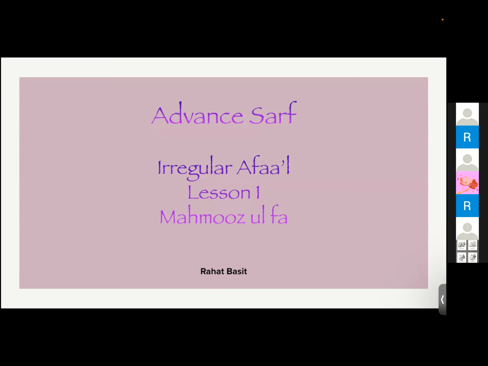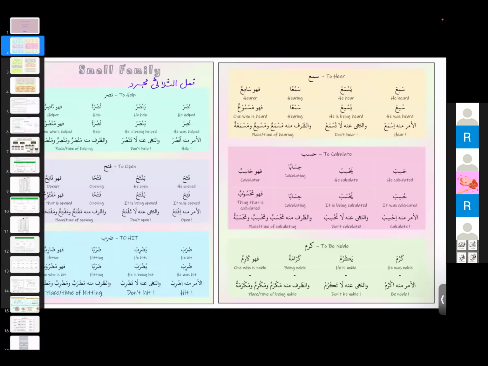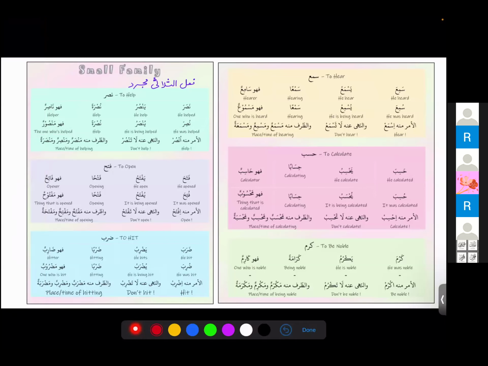What is Mahmuz? Mahmuzul Fa. So let's see. So basically, so far we did family 1, which is basically the term that we're gonna use for it, Fi'lu Thalathi Mujarrad. So Fi'lu Thalathi Mujarrad is our family 1, and then we know that this family has 6 clans, right? So now, can someone remind me what are the 6 clans of family 1?